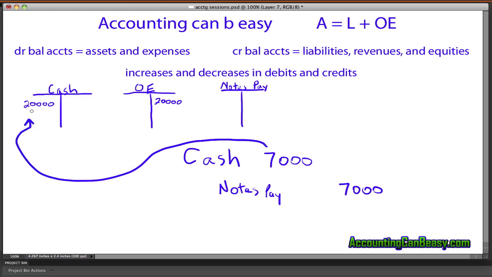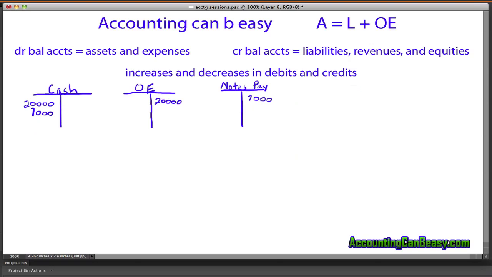By recording the cash as a debit, we have now increased cash $7,000. So an increase in an asset is a debit entry. Now at the same time, we also have to record the credit, which is notes payable of $7,000. Notes payable is a liability, so we increase liabilities with credits.